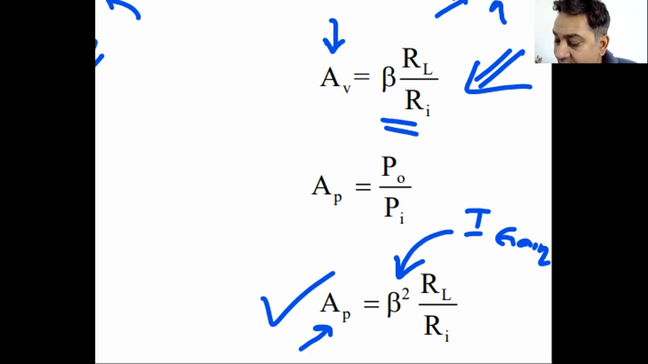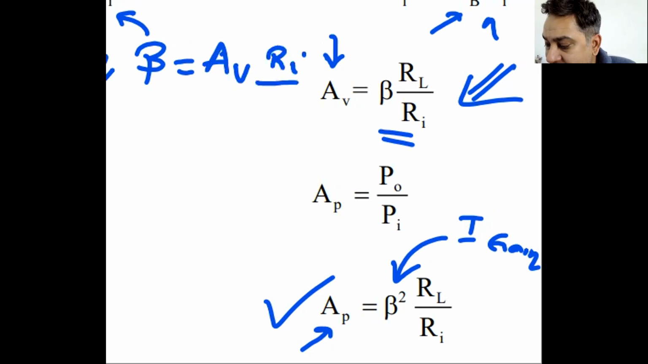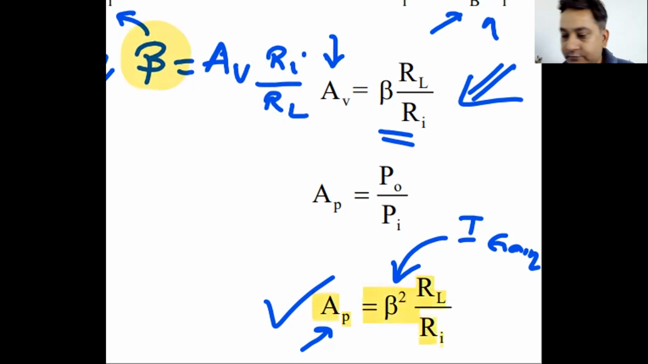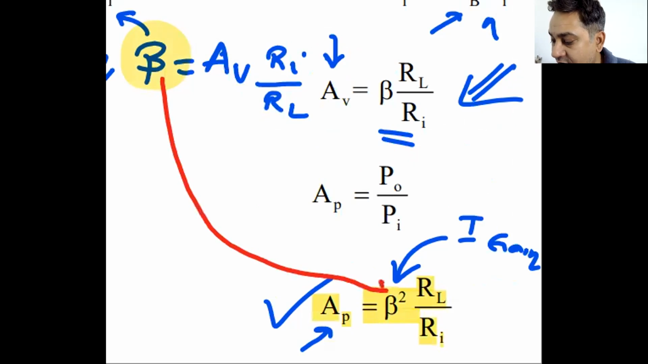From here, I can find the value of beta. How much will beta come as? 100. Current gain is voltage gain into Ri divided by RL. Yes or no? Yes, sir. And then I can put the value of this beta in this equation. Can you put the value of beta from here to there?